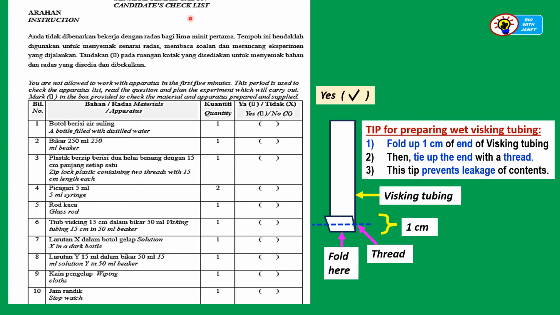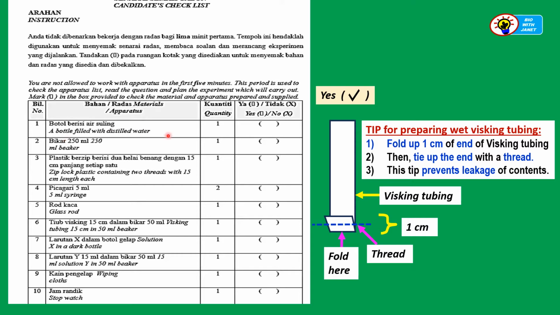Let's look at the candidate's checklist. You are not allowed to work with the apparatus in the first 5 minutes. This period is used to check the apparatus and materials list, to read the question and plan the experiment, which will be carried out later. Mark a tick in the box provided to check that the materials and apparatus have been prepared and supplied to you. So these are the apparatus and materials.